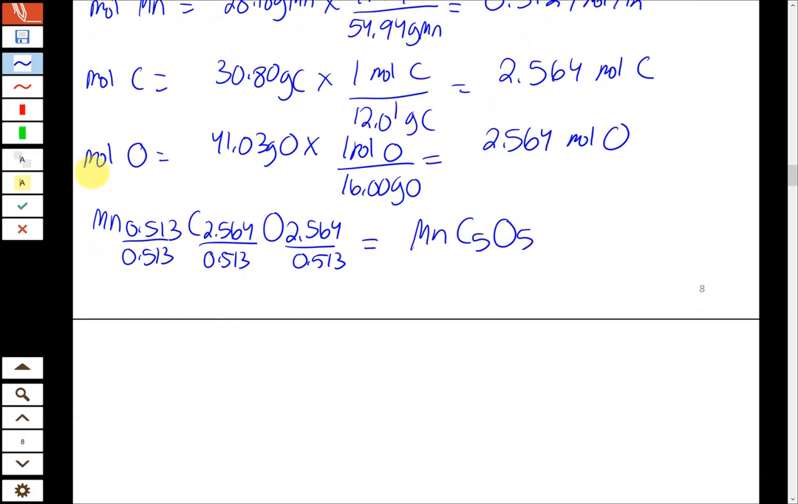I left a little bit of extra room for myself for work, because I knew this problem would probably take up more than one page. So hopefully you guys have enough space where you're writing. And what we need to find now is the empirical mass and compare it to the given molar mass. So what we're going to do is take this formula, MnC5O5, and figure out the molar mass that corresponds to that formula.